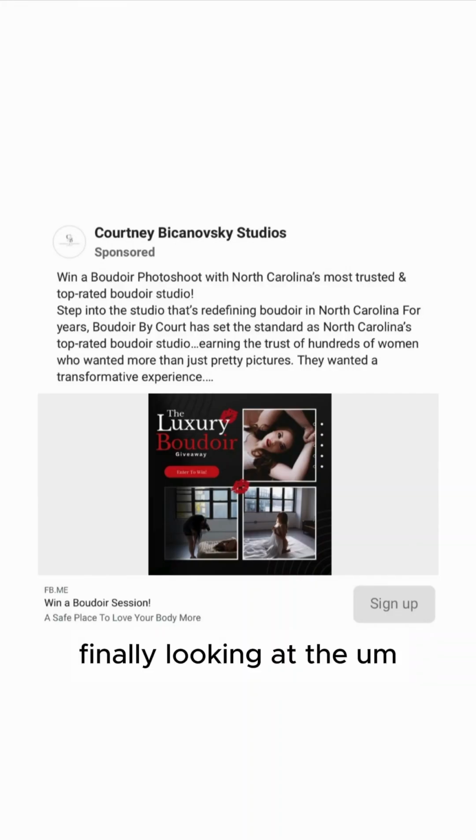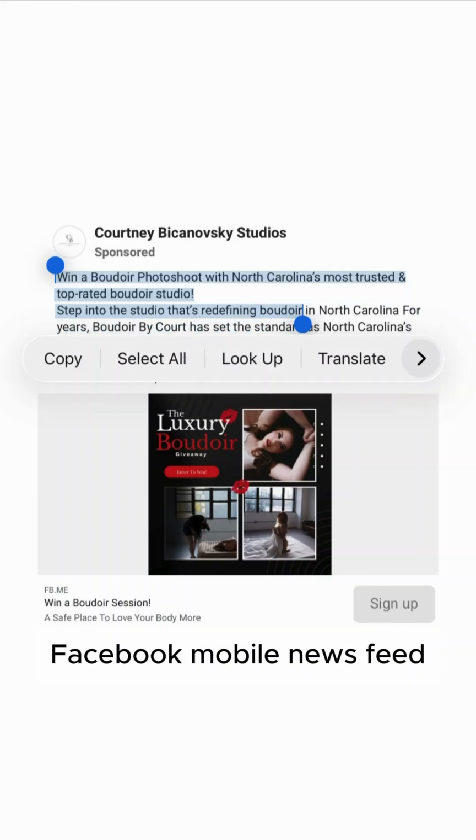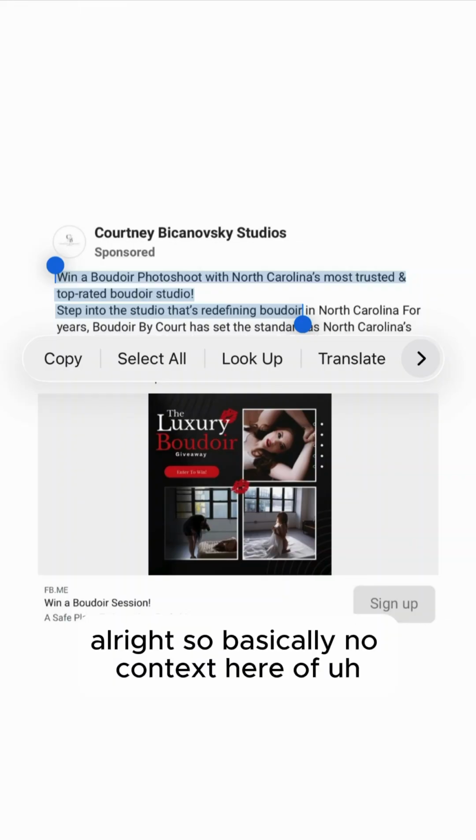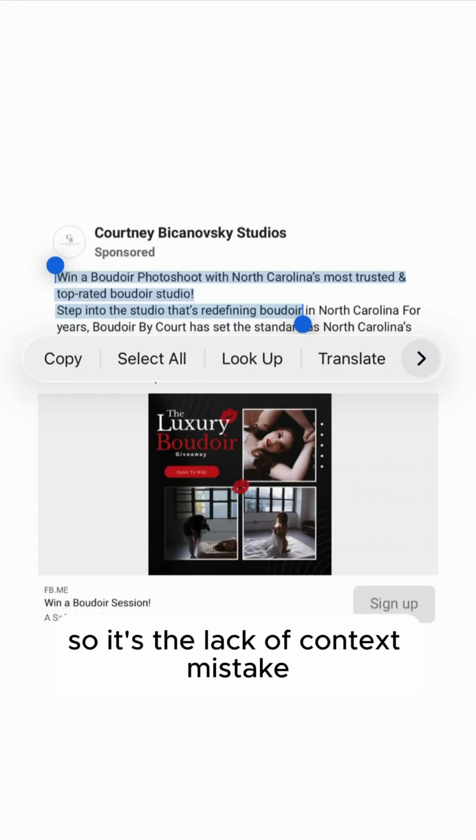Finally, looking at the see more headline here. The first 2 3/4 lines on the Facebook mobile news feed is all people will actually see when they see our ad. So: boudoir photo shoot, 7 search funding boudoir. All right, so basically no context here of context that we need to set. So it's the lack of context mistake.